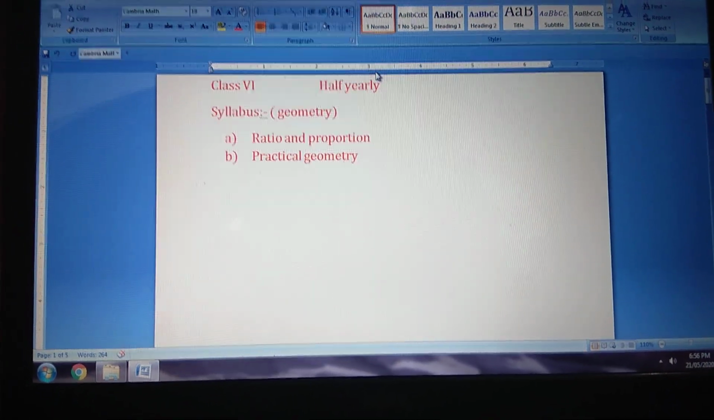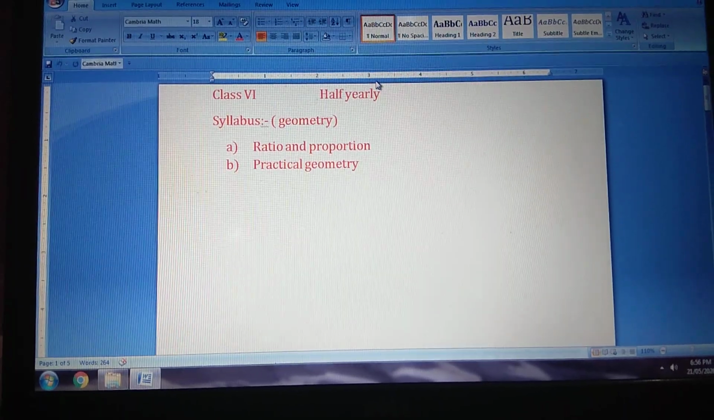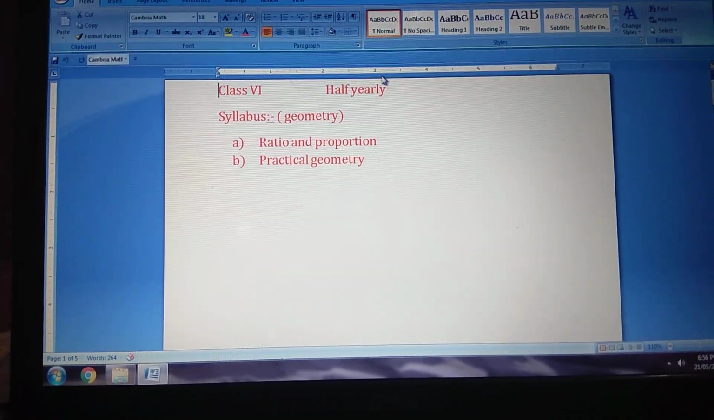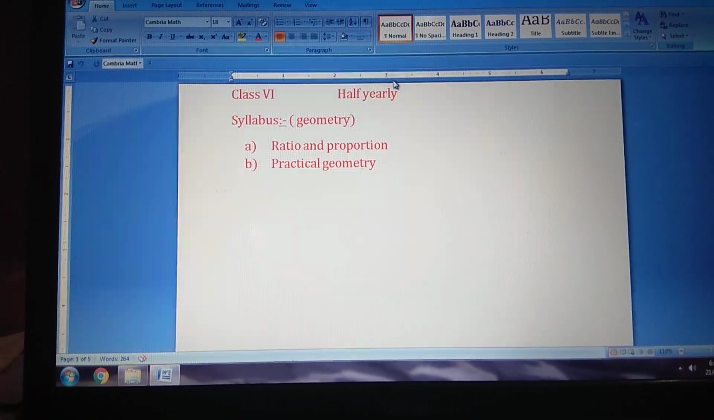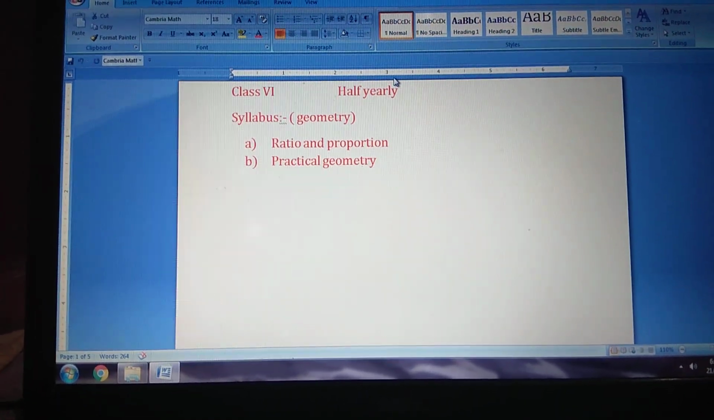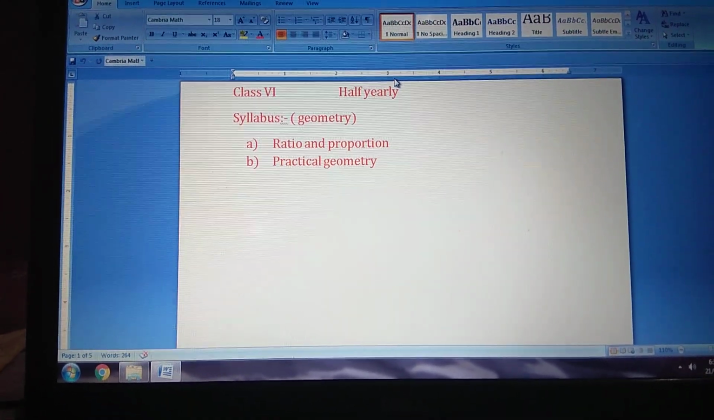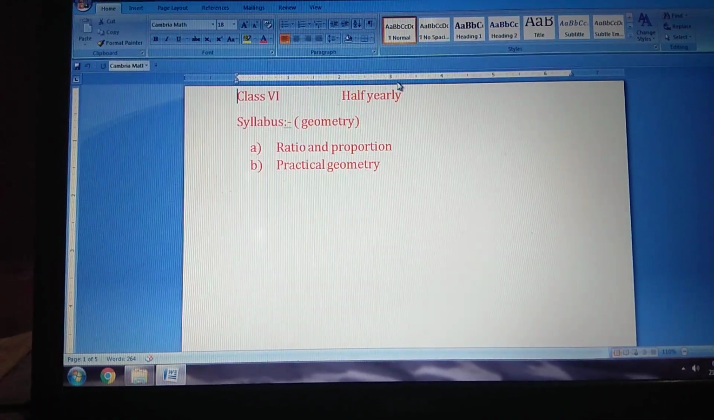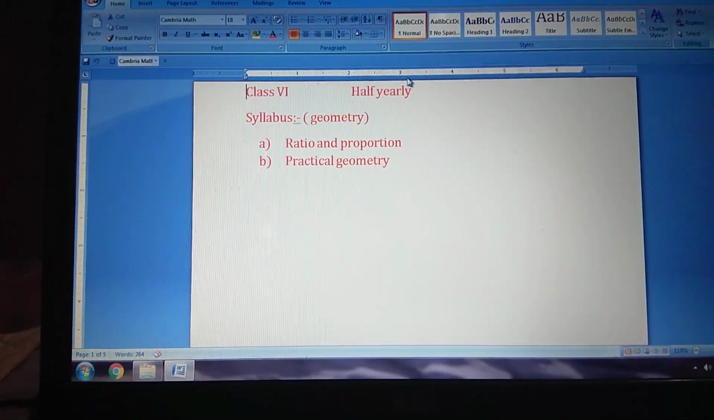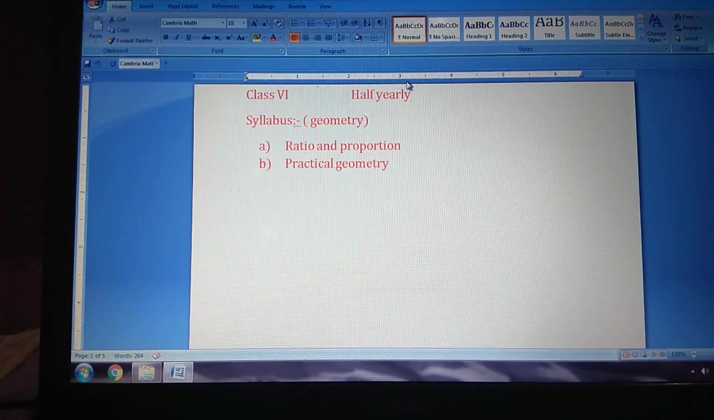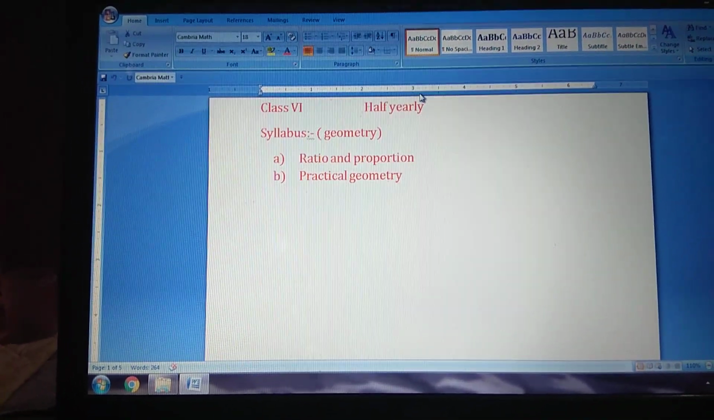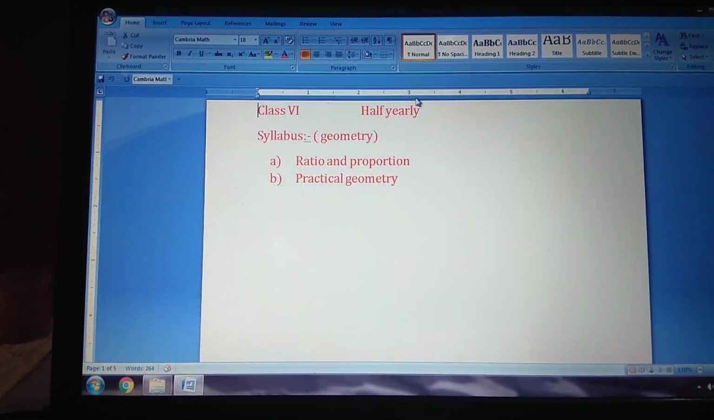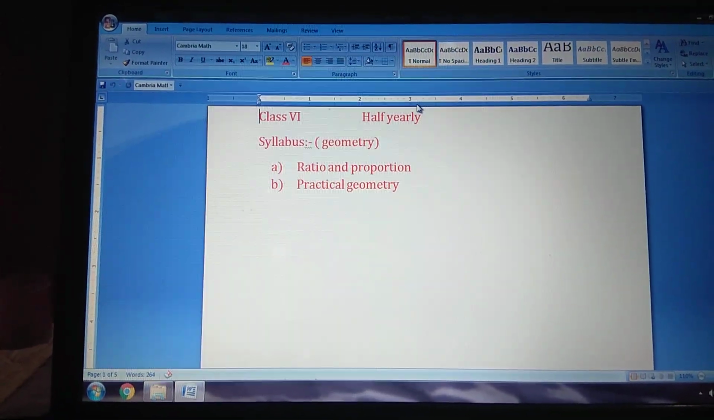In this situation, since we can't go out from home, we have to start our half-yearly syllabus through this online mode. We have completed our periodic test 1 syllabus. Hope everything is clear to you and you have done all the homework and worksheets properly. So, in this week, we are going to start with the half-yearly syllabus.